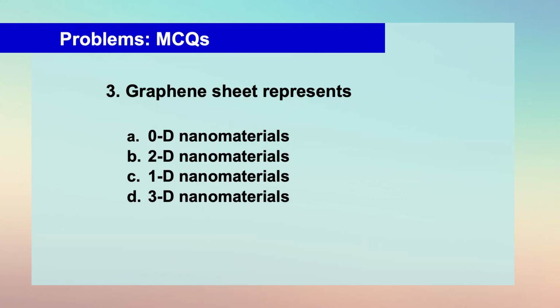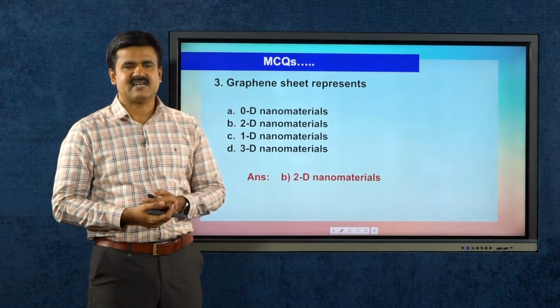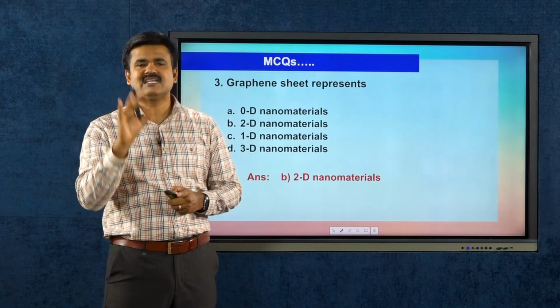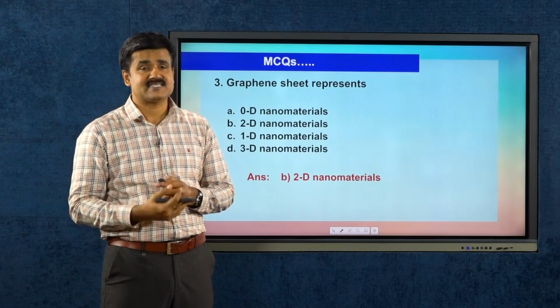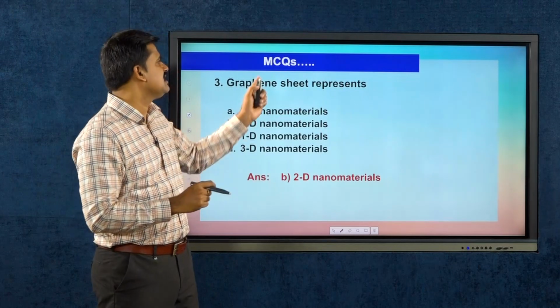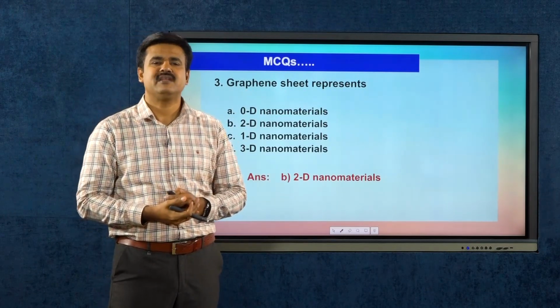One more. Graphene sheet represents. Graphene, as the name indicates, it is a sheet. Sheet means like a thin layer. What kind of material it is, is the question in front of you. The options are 0-dimensional, 2-dimensional nanomaterials, 1D nanomaterial, 3D nanomaterial. The right answer is 2D nanomaterial. That is for a sheet or thin layer or a thin film. 2 dimensions are outside nano, only its thickness, only 1 dimension is inside nano. Hence, the graphene sheet is a nice example of 2D nanomaterial.